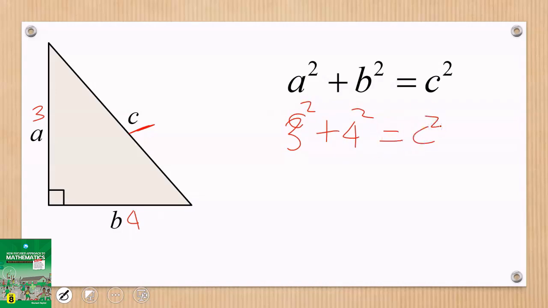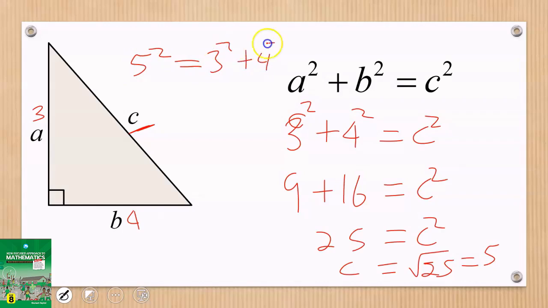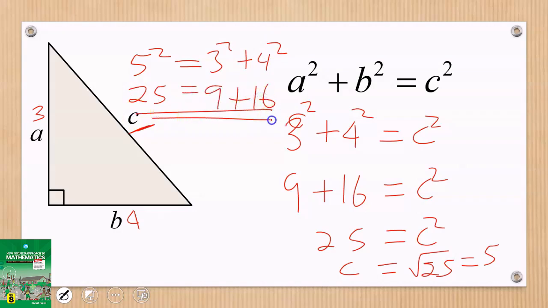Trying to make C squared the subject, this will give you 9, this will give you 16, and here I'm going to have 25 being equal to C squared. And so C becomes the square root of 25, and then the answer is 5. So what it means is that if I take 5 squared, it should be equal to 3 squared plus 4 squared. And that is true, because 25 is the same as 9 plus 16. That is what Pythagoras theorem is all about.